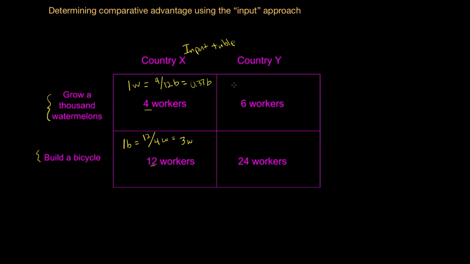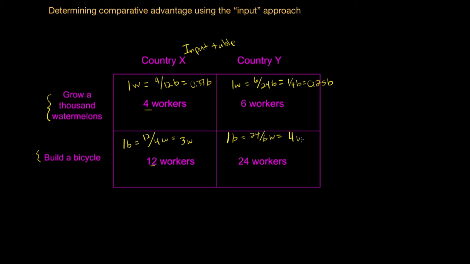Let's look at country Y now. Country Y needs 6 workers to grow 1,000 watermelons. So for each watermelon, how many bicycles is it giving up? Well, it could have only produced 6/24 of a bicycle because 4 times as many workers are needed to produce a single bicycle as are needed to grow 1,000 watermelons. So for each 1,000 watermelons it produces, it's giving up only 1/4 of a bicycle, or 0.25 bicycles. With the 24 workers needed to produce a bicycle, country Y could have produced 24 divided by 6 watermelons, or 4,000, or 4 watermelons in this case.